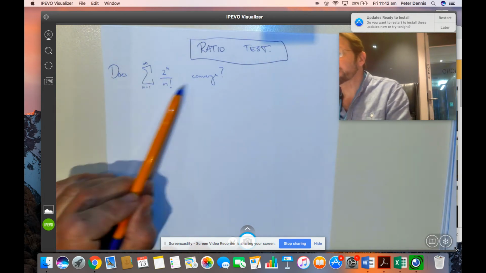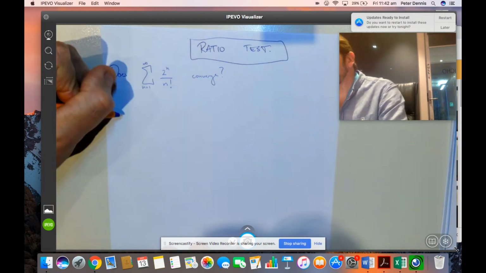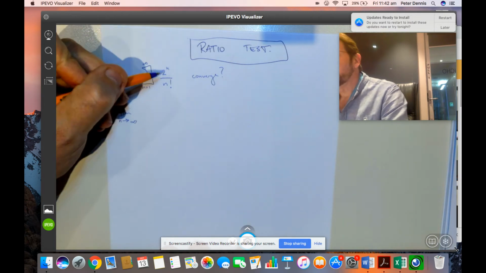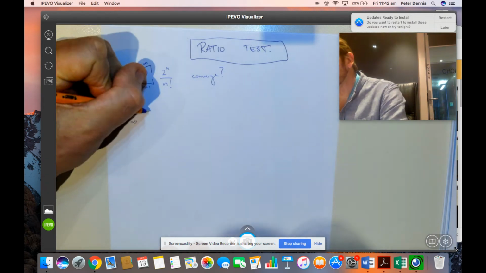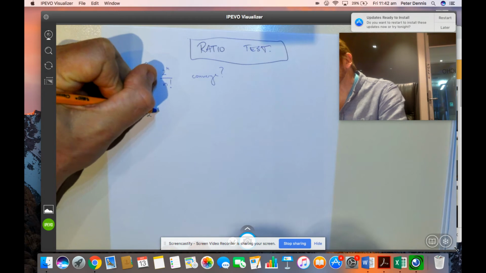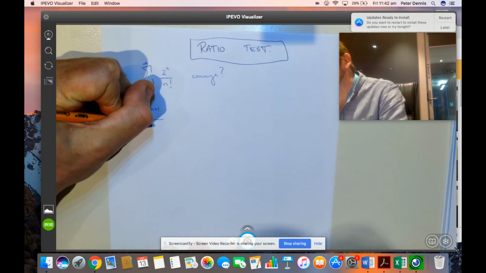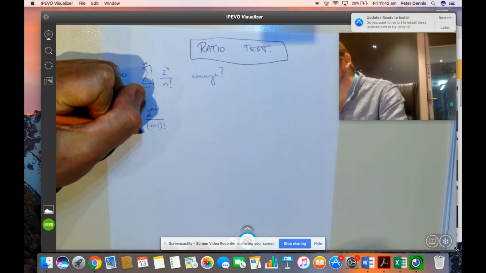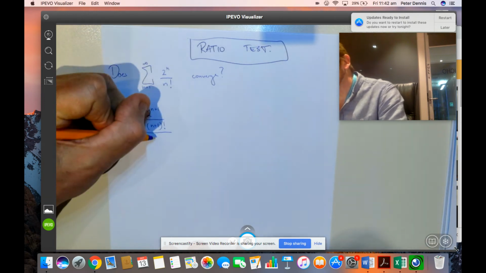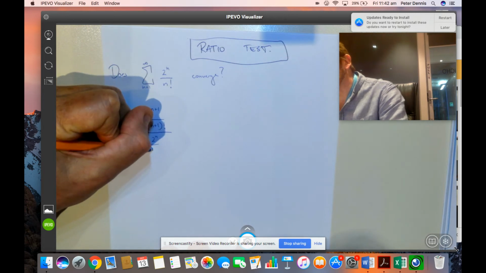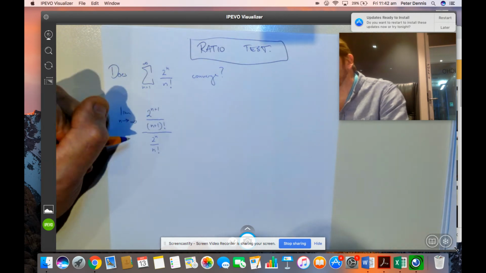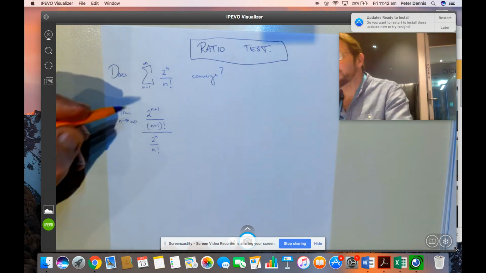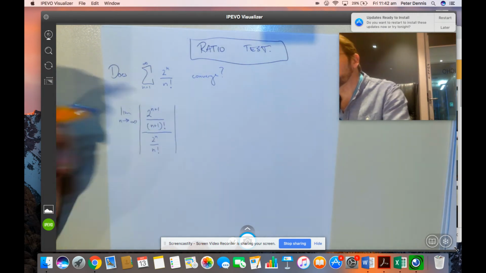Does this series converge? So what we look at is the limit as n tends to infinity of the n plus 1 term, 2 to the power of n plus 1 over n plus 1 factorial. And we're going to divide that by 2 to the power of n over n factorial. So the n plus 1 term divided by the nth term. And we're going to take the absolute value of that.